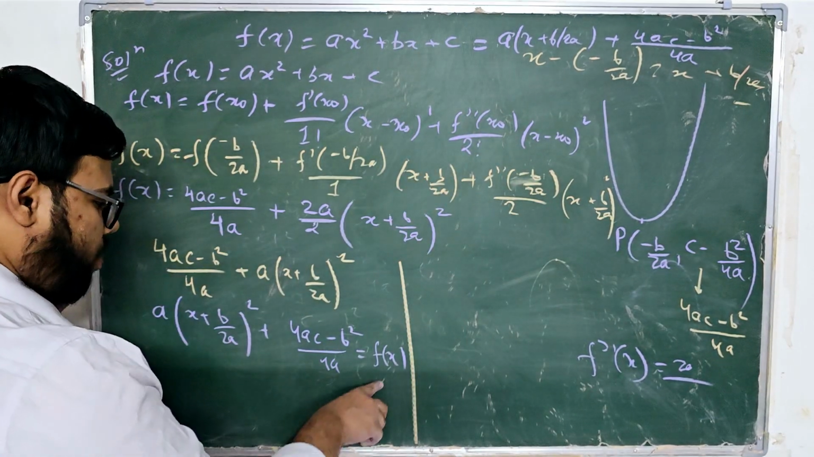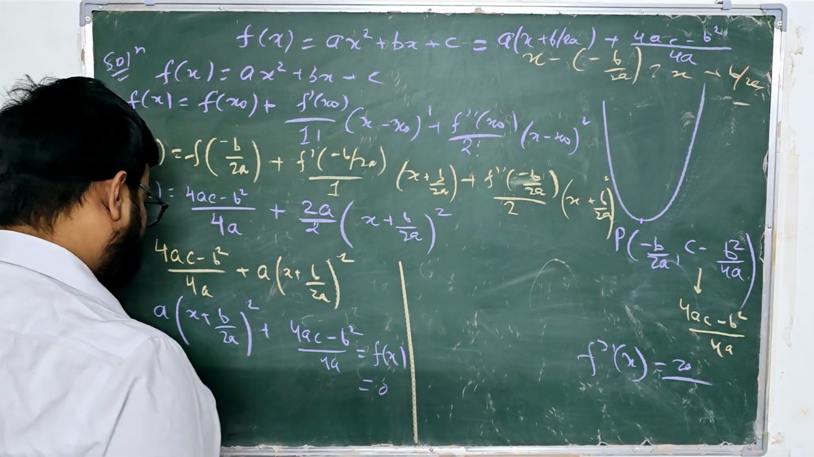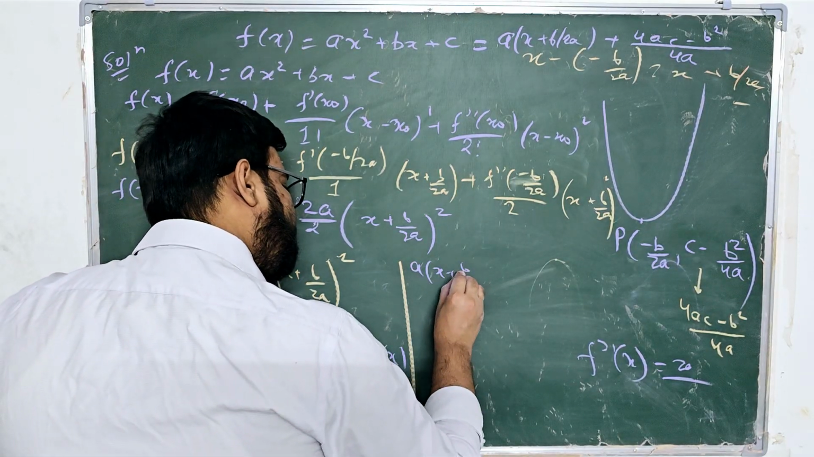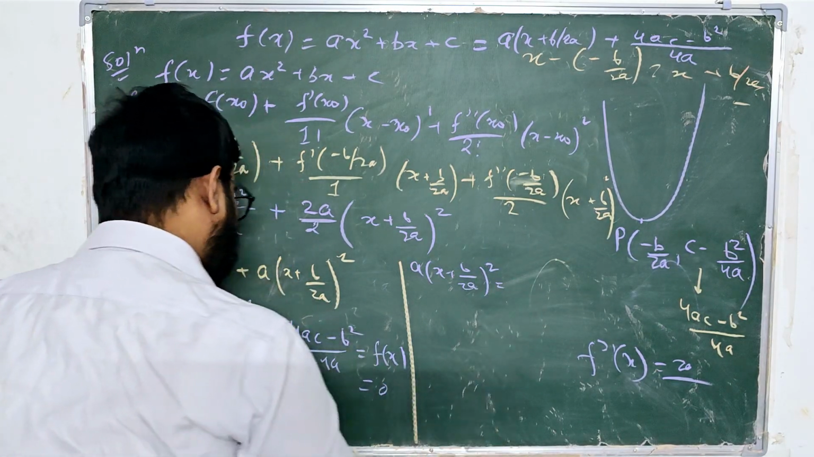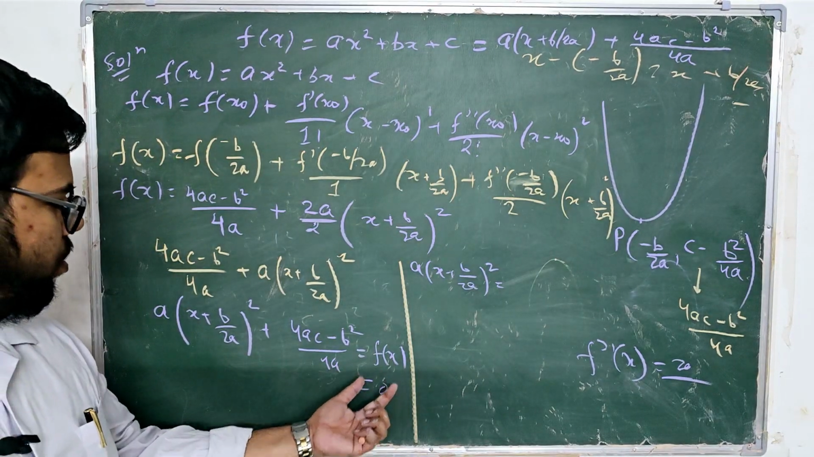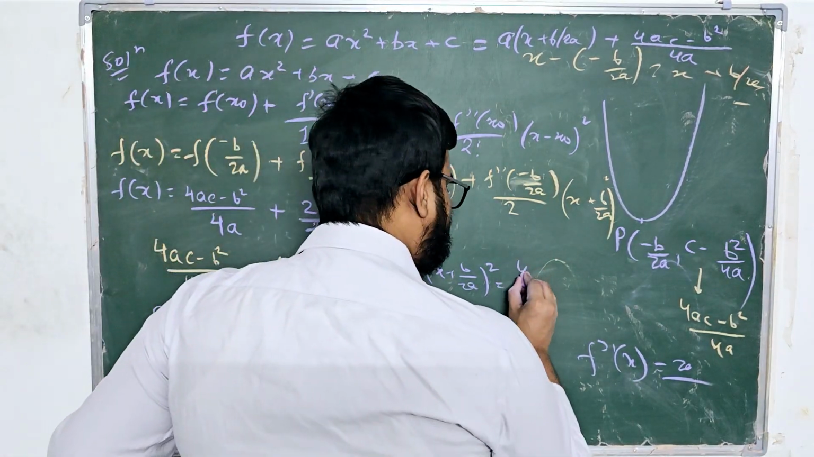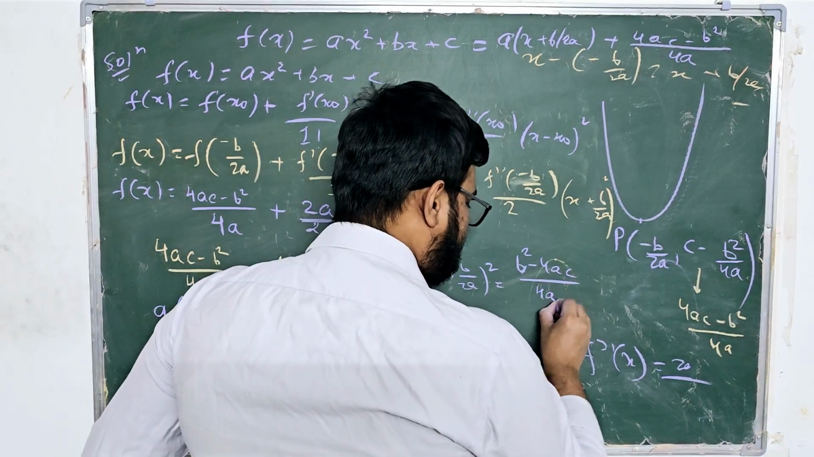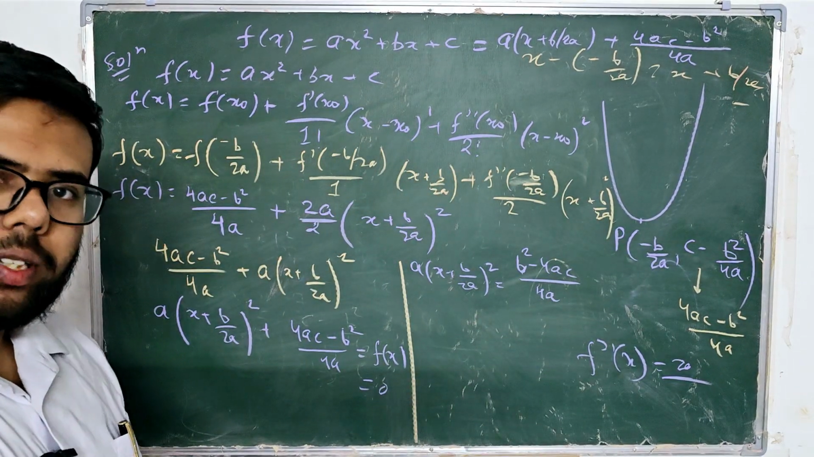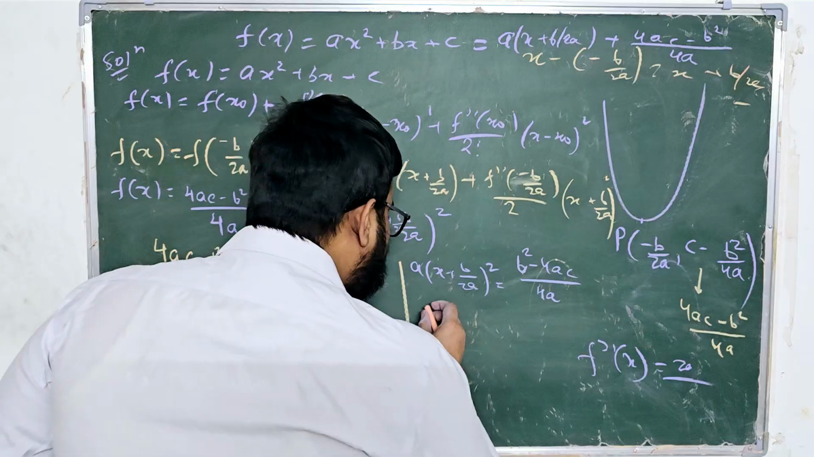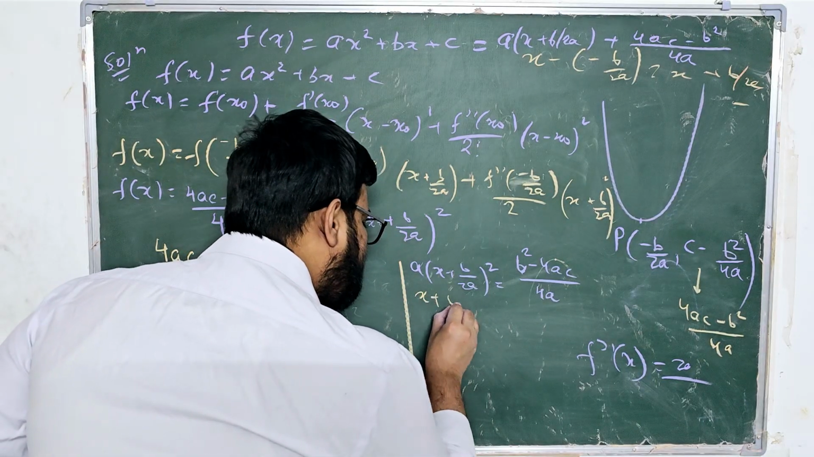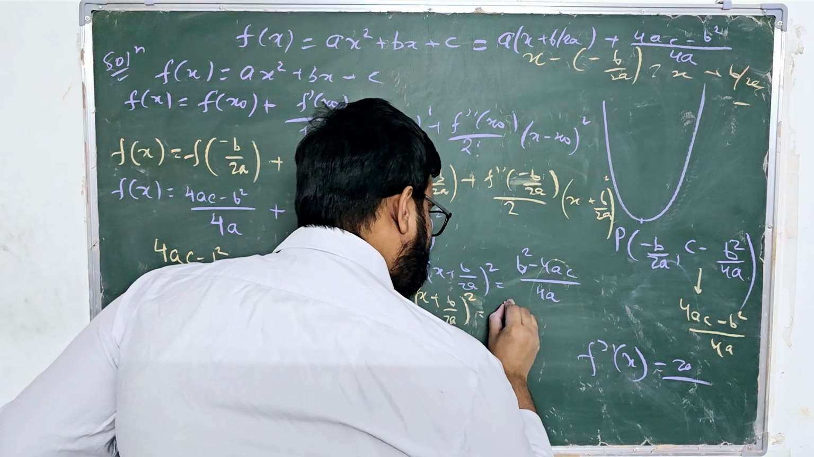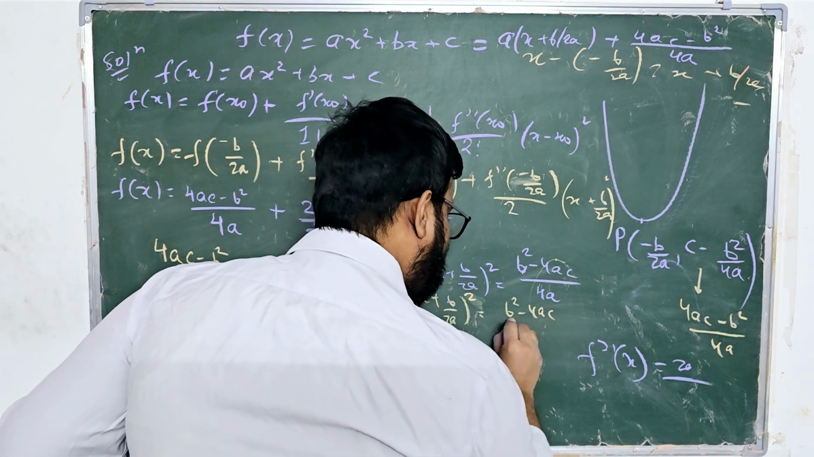So let's solve it. You want f(x) to be equal to 0. So from here you get a times (x plus b by 2a) whole square is equal to, you bring it over there, (b square minus 4ac) by 4a. Get this? Okay, so (x plus b by 2a) whole square is equal to (b square minus 4ac) by 4a square.